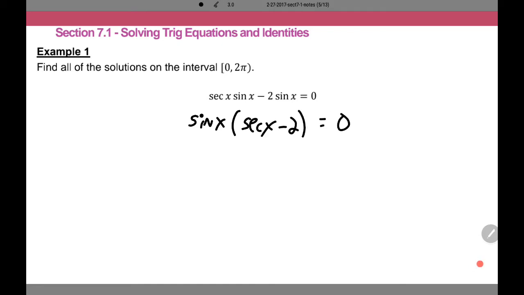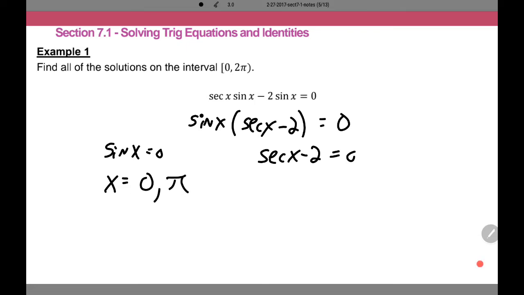And using the zero product property, we know that the sine of x has to equal 0 and that the secant of x minus 2 has to equal 0. So we can solve both of these. So sine of x equals 0. You remember on your unit circle, that's when x equals 0 and pi.